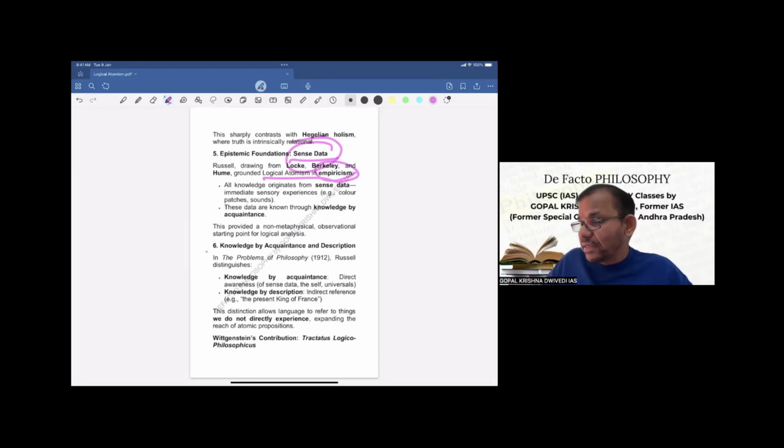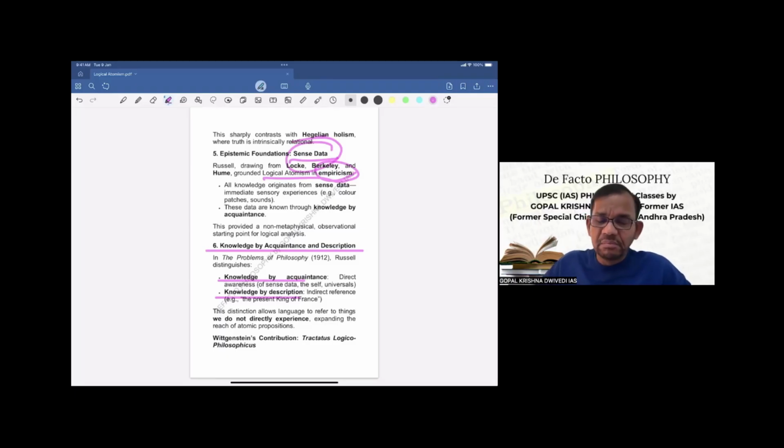Now, a related point is knowledge by acquaintance and knowledge by description. Russell has distinguished between these two, again in his book called Problems of Philosophy. Knowledge by acquaintance is direct awareness through sense data. That is whatever you see through the senses. Knowledge by description is indirect reference. So these are again two differentiations. Now this distinction is again a language-based distinction basically. This is what Russell's theory is.